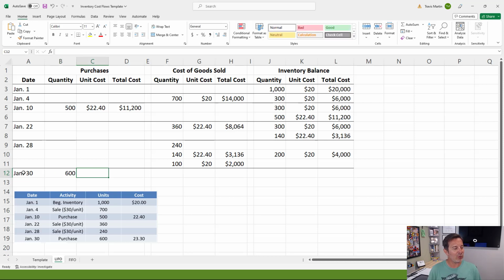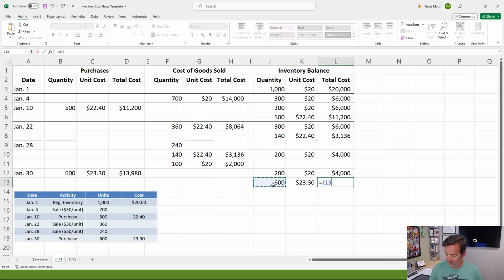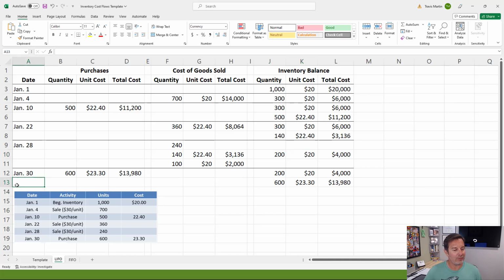600. We bought on January 30, $23.30 per unit. We're talking $13,980. And so my ending inventory is going to be 200 at 20 for a total of 4,000. And then my new layer, 600 at 23.30 for a total of 13,980. So there we go. Looking pretty good here.